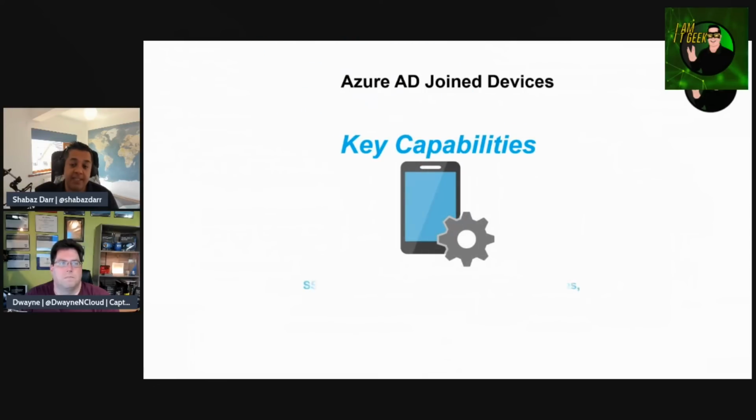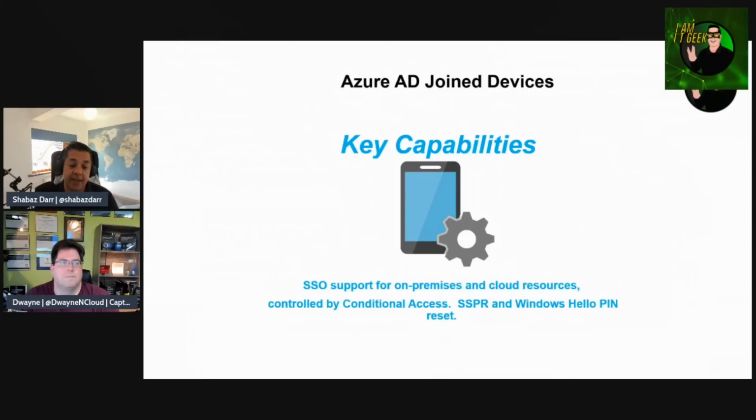Again, just some key capabilities before we move on. Single sign-on is supported for both on-premises and cloud resources. And this is where that hybrid device model is going to come in. Again, I'm not going to spoil anything. We are going to talk about it. Again, it's controlled by conditional access. You can also use self-service password reset, and also Windows Hello PIN reset as well. Again, these are topics we are going to talk about later on in this series.